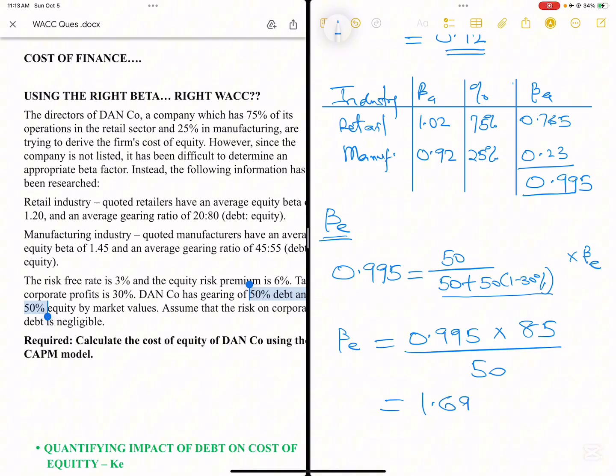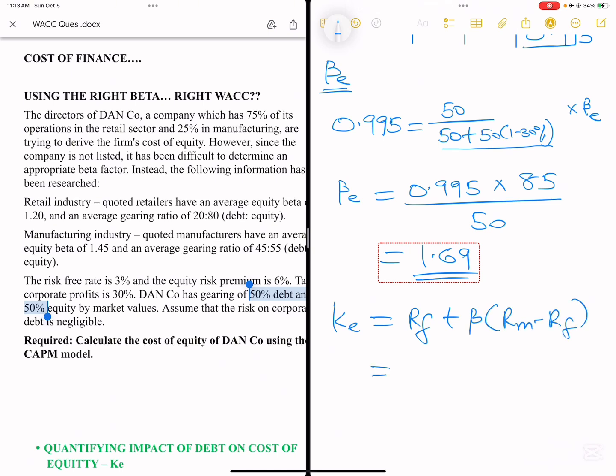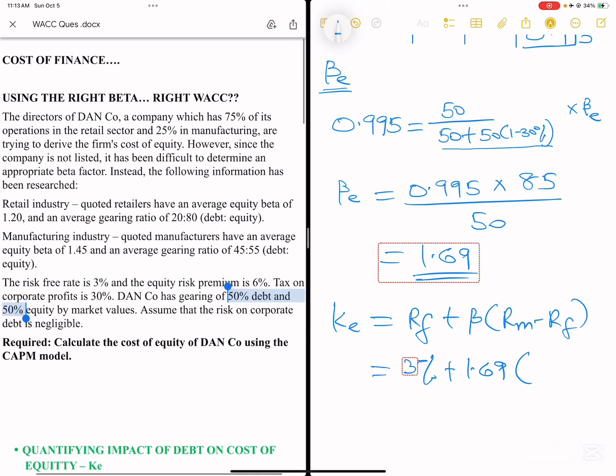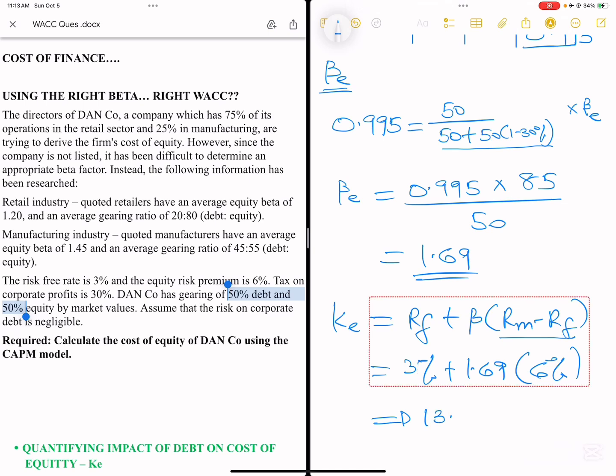So now this is the equity beta for Danco. Then we can go into our CAPM to calculate the cost of equity, now that we know the right beta. The risk-free rate was given to be 3%. Now we know beta as 1.69. And for market return, they give us the equity risk premium at 6%, which is market minus RF already. So times 6%. Once you do that, we have a cost of equity that is 13.1%.